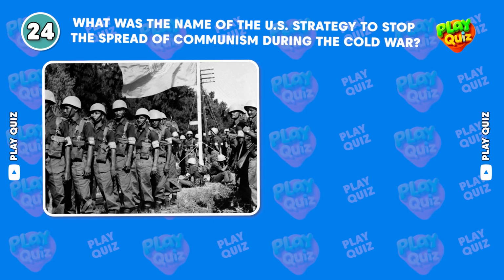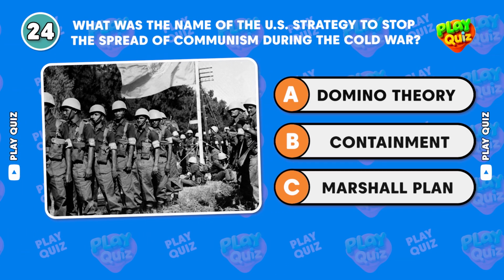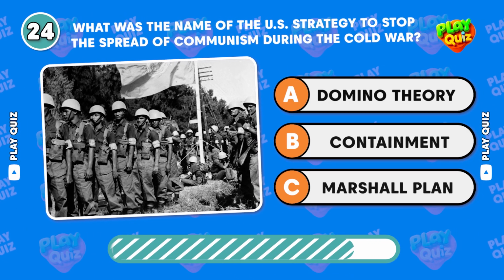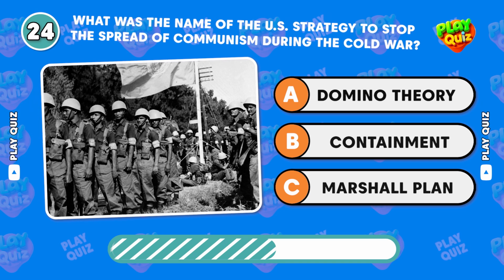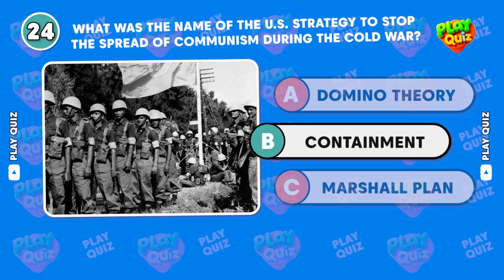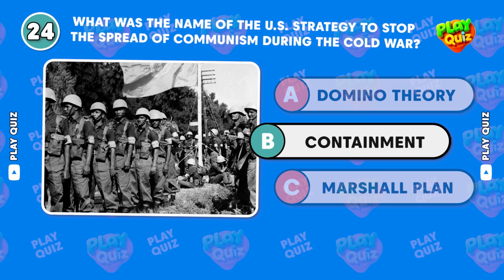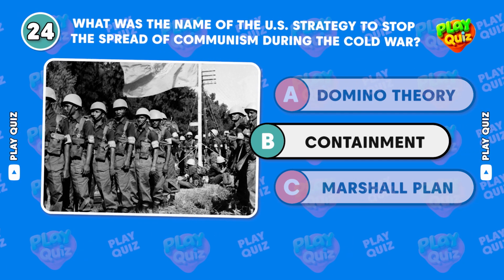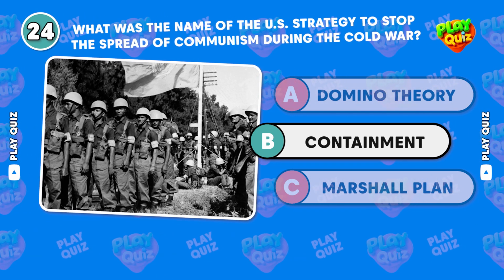24. What was the name of the US strategy to stop the spread of communism during the Cold War? Correct answer, containment. The US policy of containment aimed to prevent the expansion of Soviet influence globally.